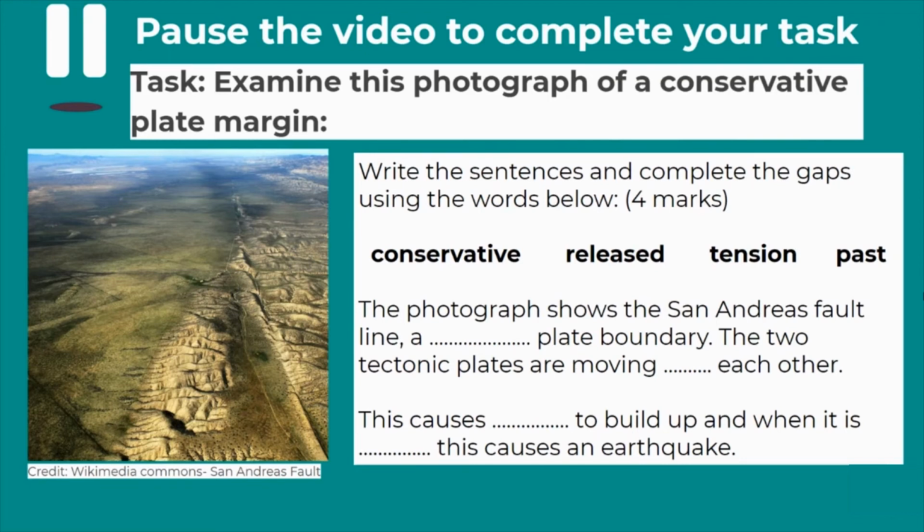So the photograph shows the San Andreas Fault line, a something plate boundary. The 2 tectonic plates are moving each other. This causes to build up, and when it is, this causes an earthquake. So pause the video now, write the sentences out, add those keywords into the gaps, and you have got a perfect explanation of what is happening on a conservative plate margin.